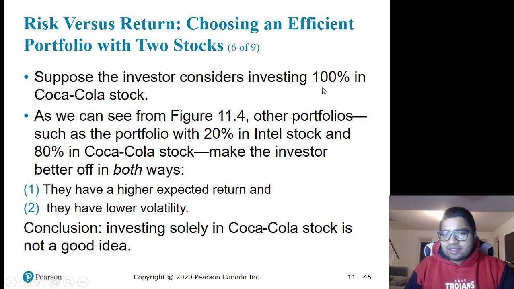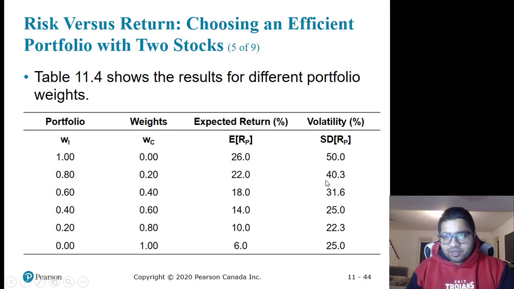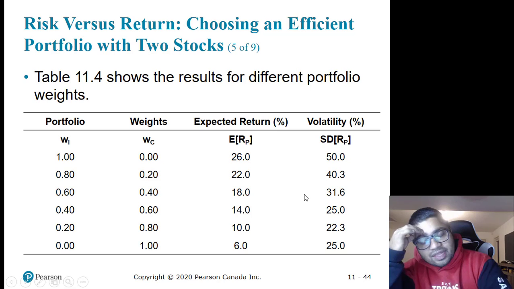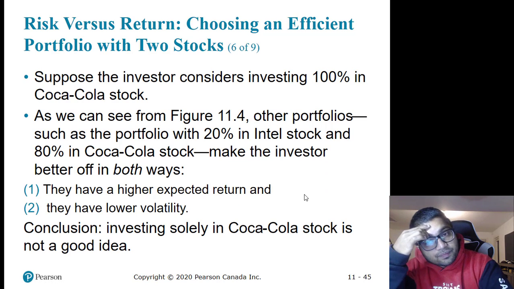Suppose the investor considers investing 100% in Coke stock. We can see from Figure 11.4 that other portfolios, such as 20% in Intel stock and 80% in Coke stock, make investors better off. They have higher expected returns and lower volatility. Investing solely in Coke is not a good idea, because it has returns of 6% and risk of 25%. But if you go 20-80, returns increase and risk goes down. So it is better to have Intel in your portfolio than investing 100% in Coke.